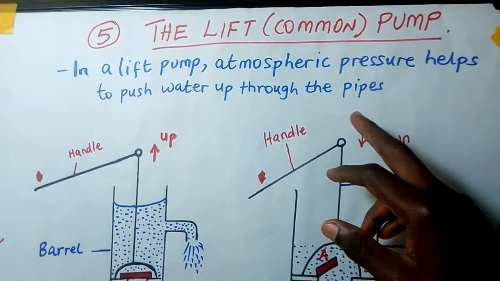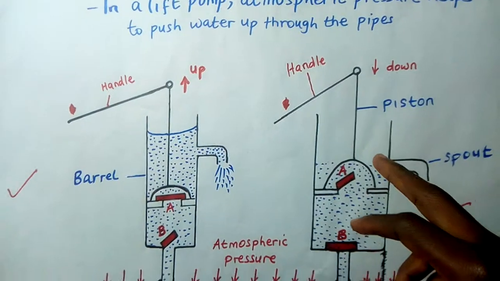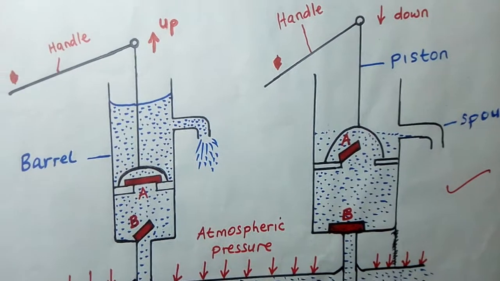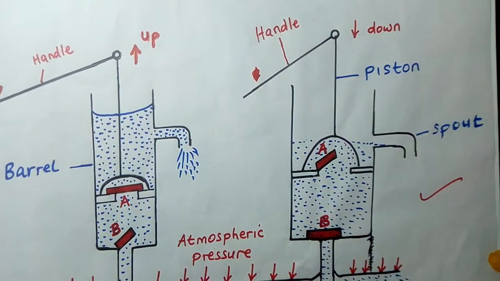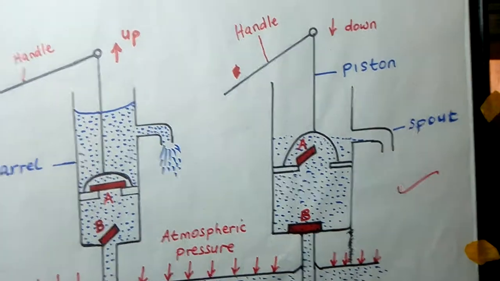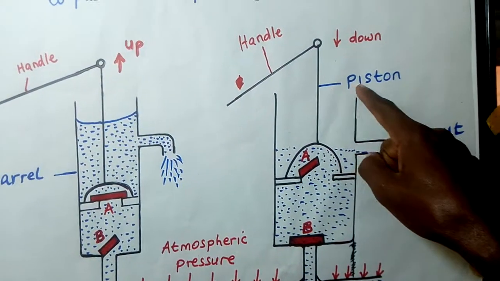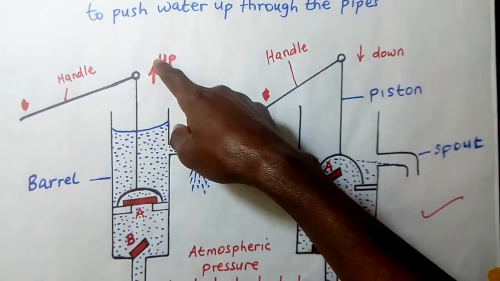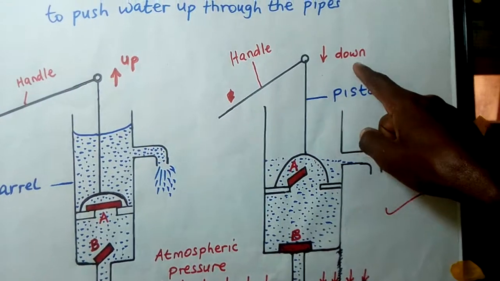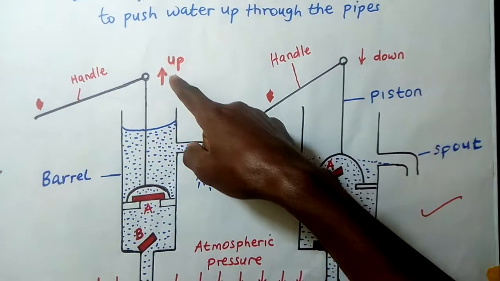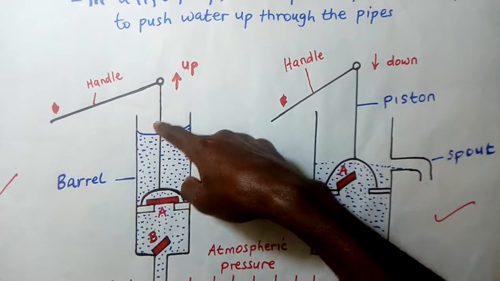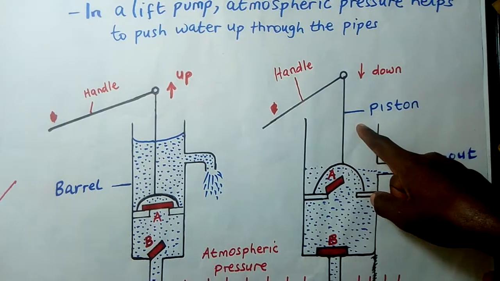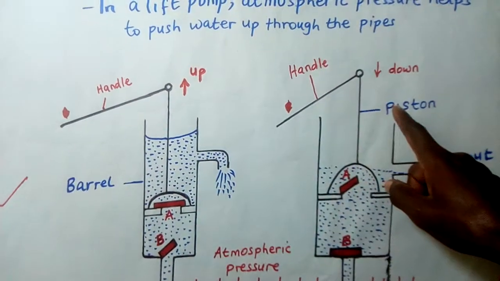Now, what does a lift pump look like? So here we have the lift pump. You realize that this diagram and this one are just the same. The only difference here is the movement of the piston. This is what we call the piston. When the piston moves upwards, we call that the upstroke, and when the piston moves downward, that is the downstroke. So we are going to see what happens during the upstroke and then the downstroke.